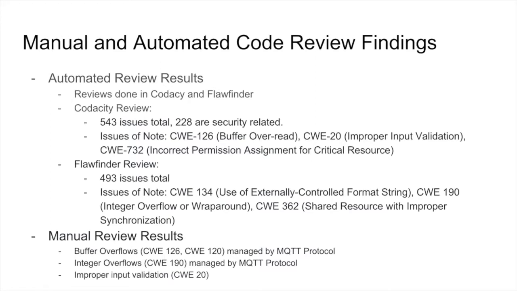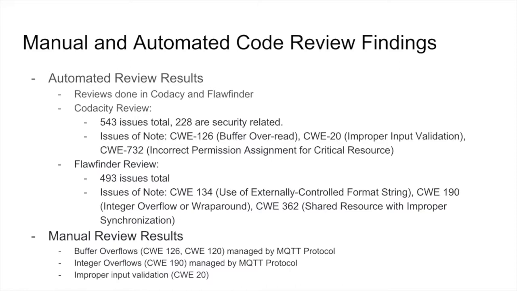For our flaw finder review, it was the same code that was reviewed, and we ended up finding 483 issues. All three of the issues that I mentioned earlier were brought up heavily, but some other issues of note were CWE 134, which is the use of externally controlled formatted strings, CWE 190, which is an integer overflow or wraparound, and CWE 362, which is shared resource with improper synchronization.